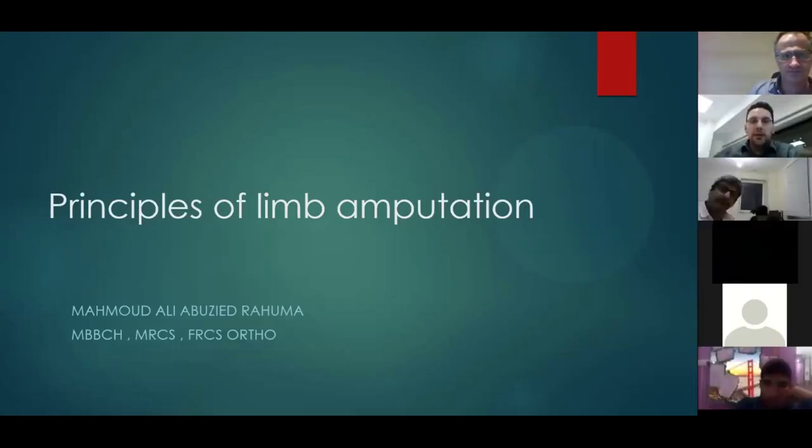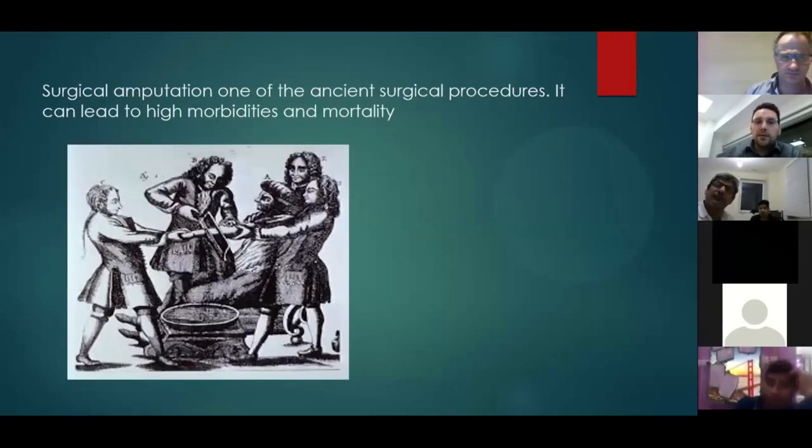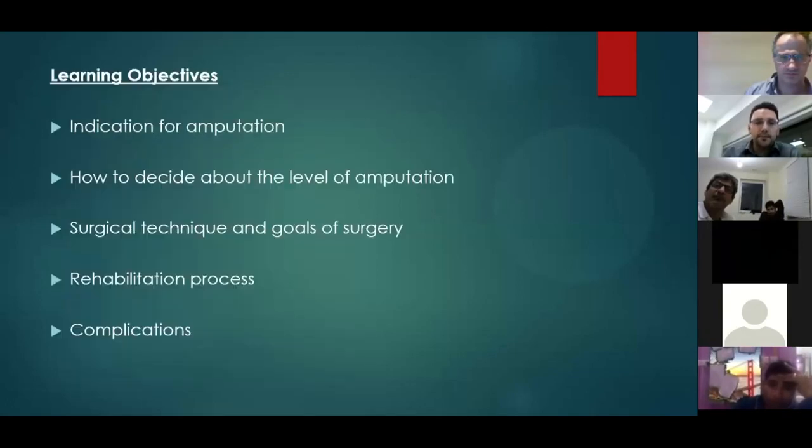Good evening, everyone. This talk is about principles of limb amputation. The reason I chose this topic is because it was my first trauma viva in the exam, and also I believe every trauma and orthopedic surgeon should have some knowledge about it. Surgical amputation is one of the oldest surgical procedures. It can lead to high morbidity and mortality. The learning objectives of this talk are to understand the indications for amputation and how to decide about the level of amputation. We'll touch on the surgical technique and goals of surgery, the rehab process, and complications.